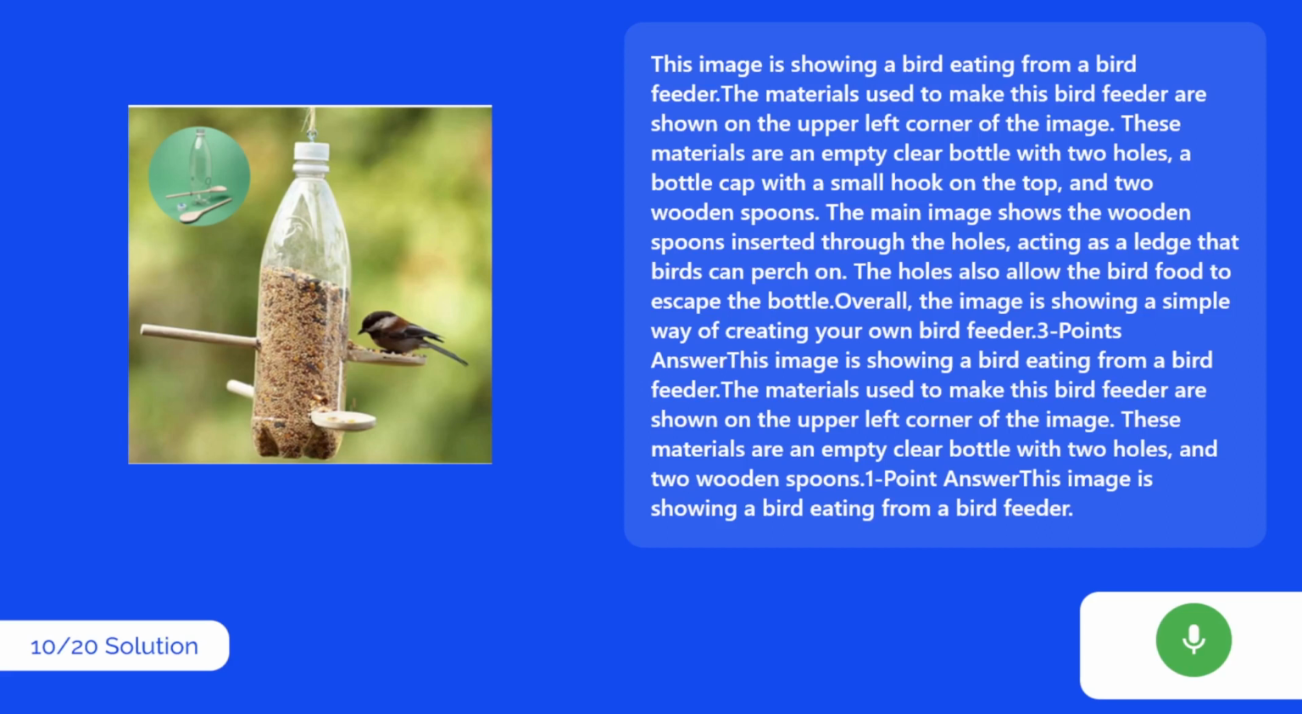3 points answer. This image is showing a bird eating from a bird feeder. The materials used to make this bird feeder are shown on the upper left corner of the image. These materials are an empty clear bottle with 2 holes, and 2 wooden spoons.